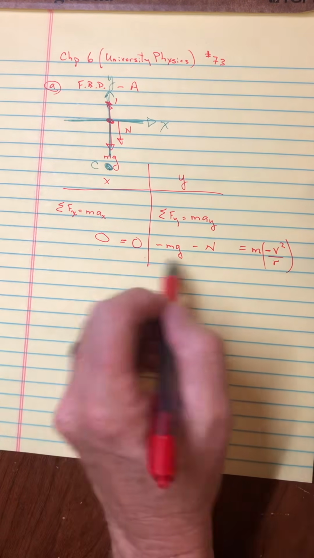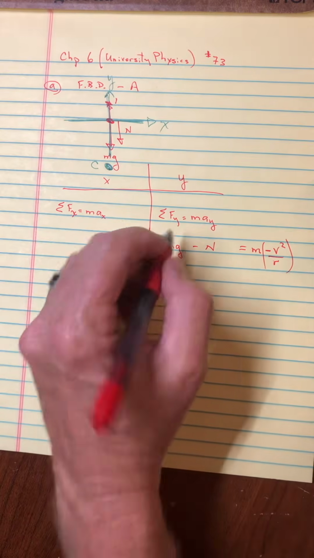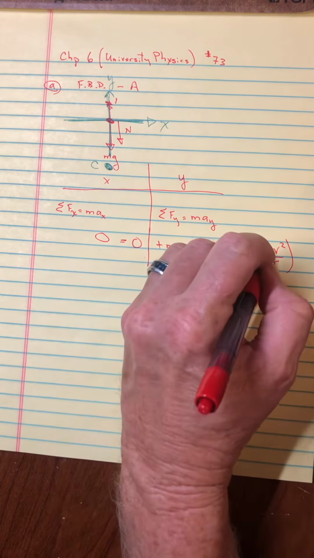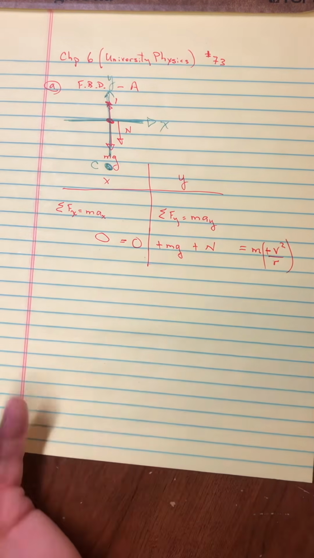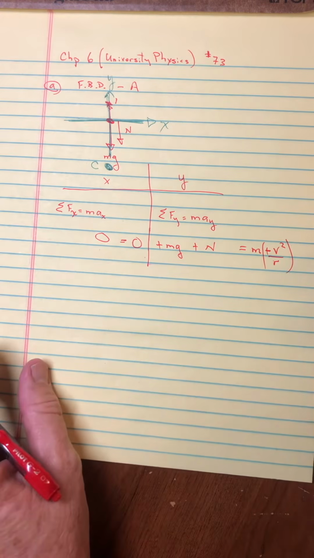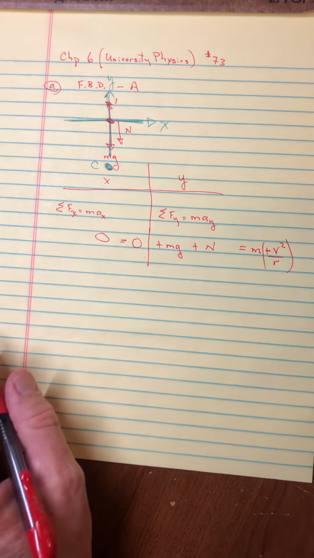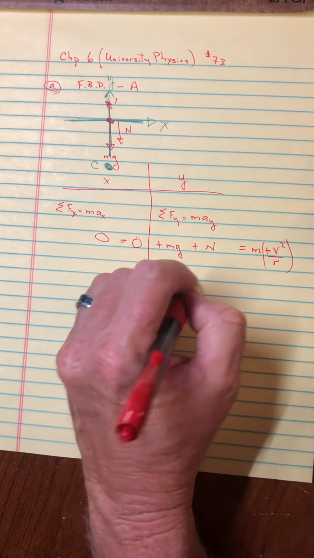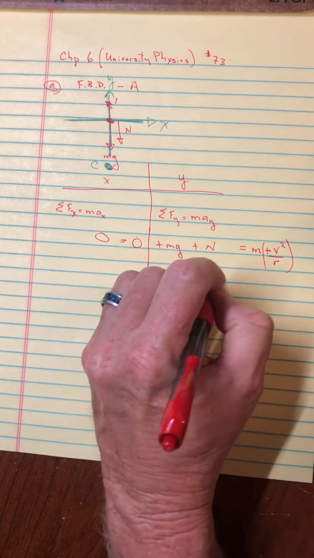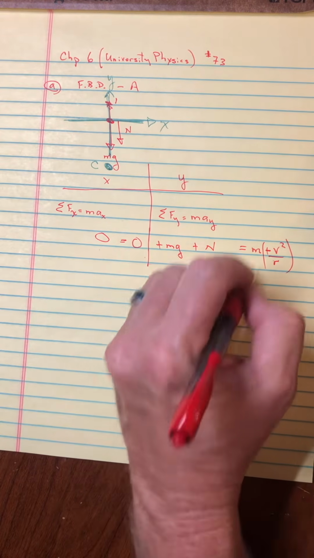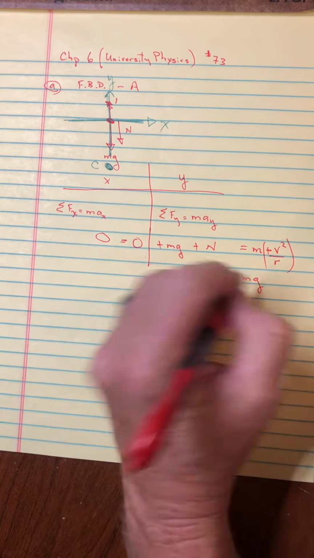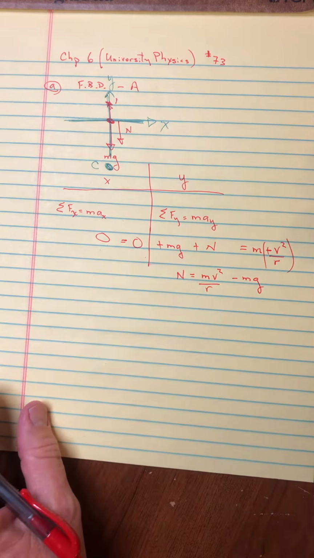And of course, those two negatives and then this negative would all cancel out, which is why we could have called down positive and these would have all come out to be positive. So what that means then is the normal force would be mv squared over r, and then move this to the other side, minus mg.